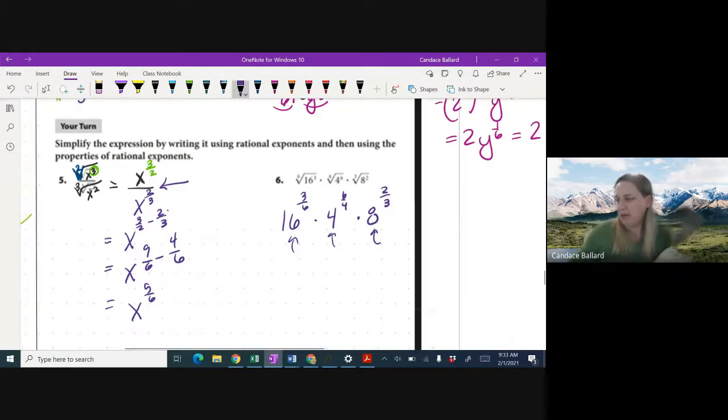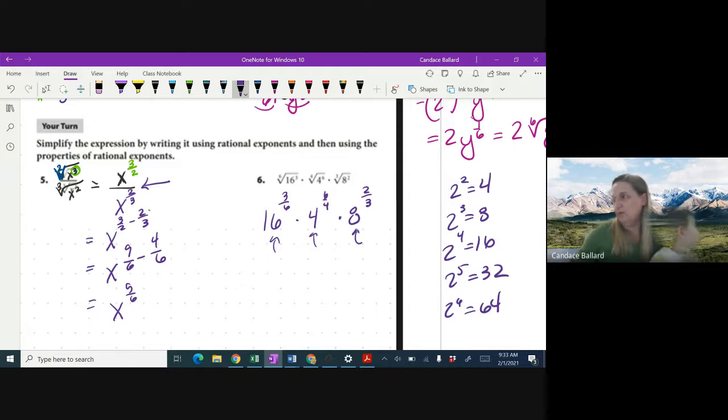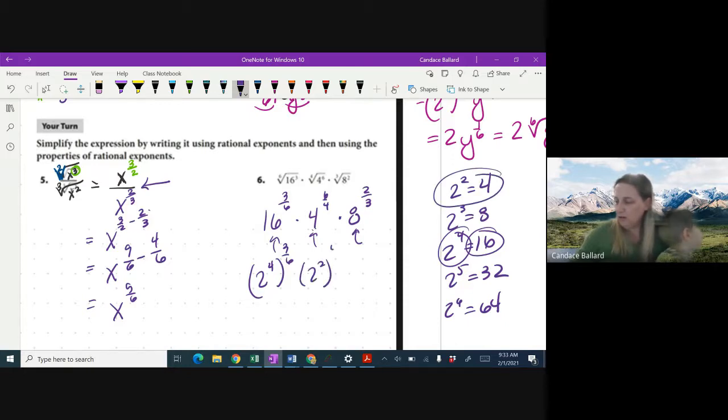All right, let's go back to powers of 2 again. So we know that 2 squared is 4, 2 cubed is 8, 2 to the 4th is 16, 2 to the 5th is 32, 2 to the 6th is 64. Is it making more sense now, I hope? Okay, so I could rename 16 as 2 to the 4th, and then to the 3/6 power. I could rename 4 as 2 squared, so 2 squared to the 6/4 power. Tell me, what's the new name for 8?